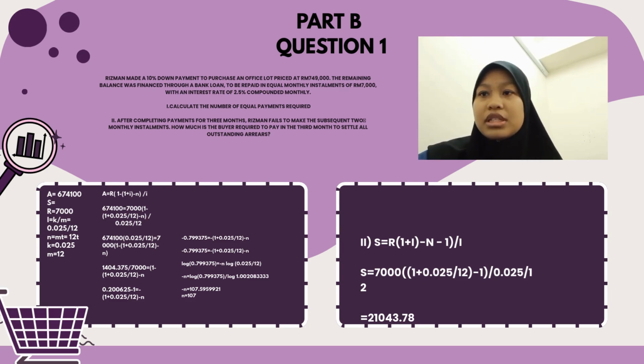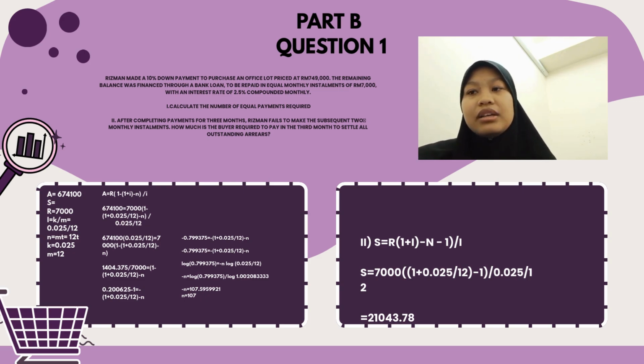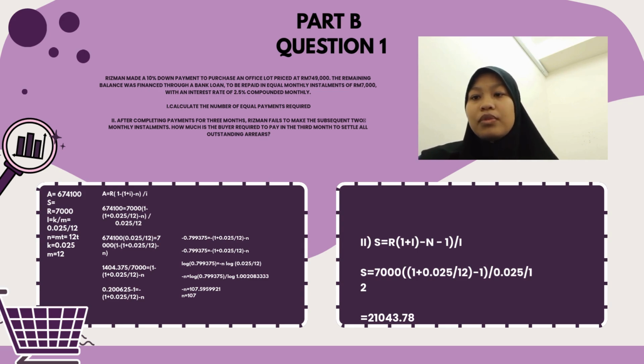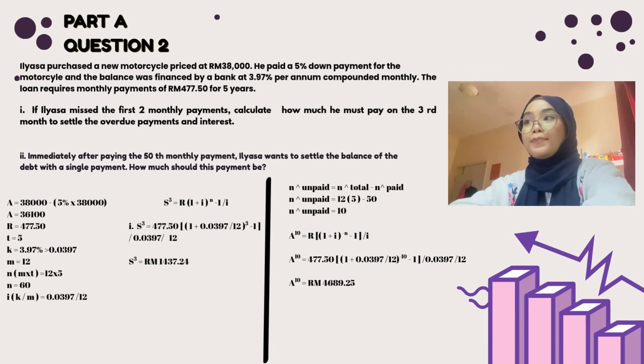And now let's move to the second question. For the second question, first I use the installment formula, which is S equal R over bracket 1 plus I bracket power n minus 1 and over I. Here the installment R is 700. The interest rate per month is 0.025 over 12. So I substitute into the formula. Then I calculate the value inside the bracket. After doing the calculation, the total amount will be RM 043.78. So the final answer for the second question will be RM 043.78.